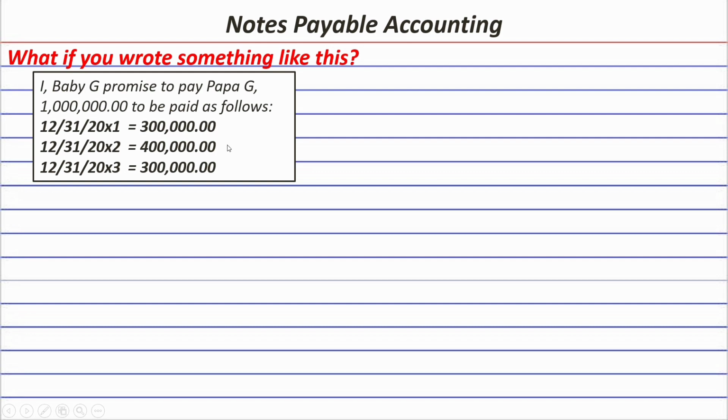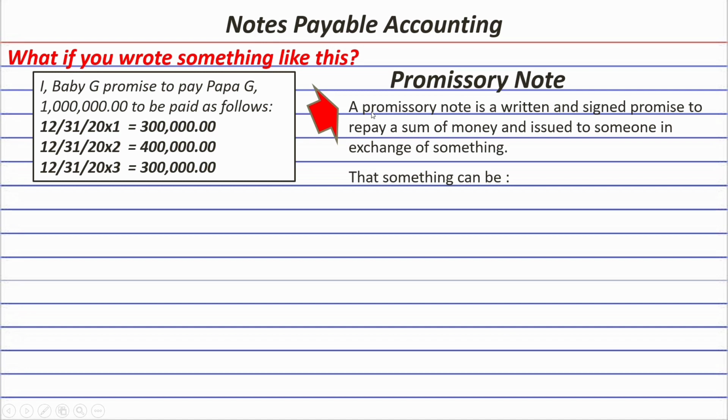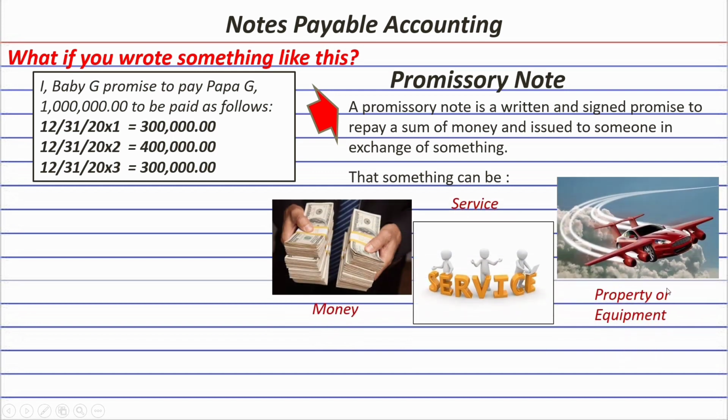First of all, this document is what we call a promissory note. A promissory note is a written and signed promise to repay a sum of money, issued to someone in exchange for something. Meaning, you have written this and promised to pay because you have received something first. It can be money, services that you have not yet paid for, or property, machinery, or equipment that you bought but have not yet paid. Okay? The point is, you have received something.